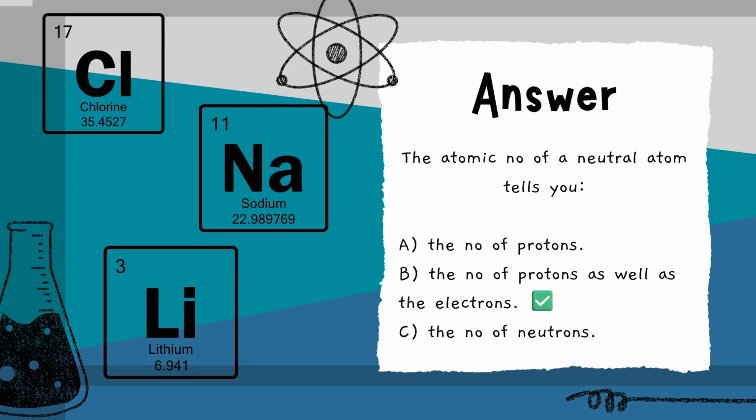If you answered the number of protons as well as the number of electrons, well done, your answer is correct. Why have we added electrons as well? Because in the neutral atom, you have to emphasize the word neutral. In a neutral atom, the number of protons is equal to the number of electrons. So in a neutral atom, if the atomic number tells you the number of protons, then it automatically means it is the number of electrons as well, but only for a neutral atom.